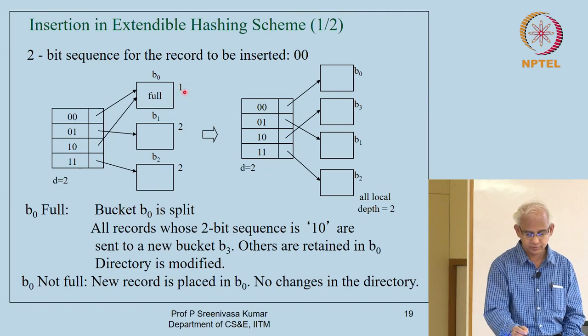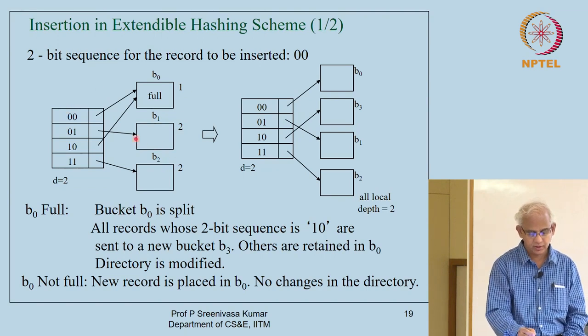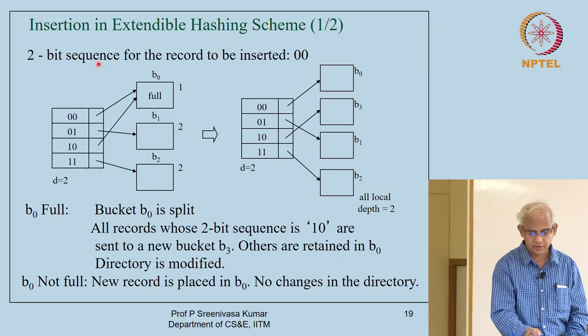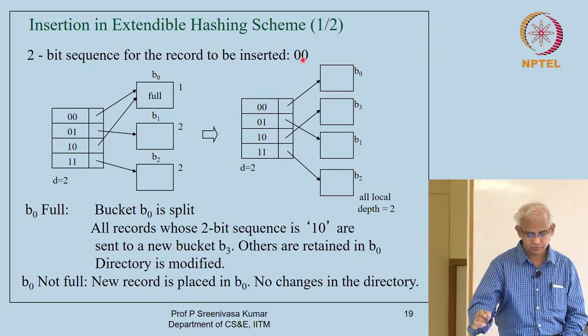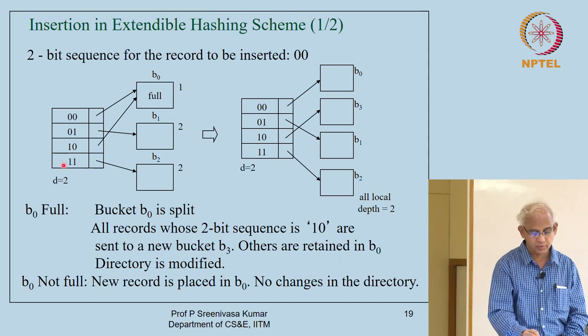Let me take a toy situation here, where we are using a 2-bit sequence for the records, so we have a global depth of just 2. Say we have 2 entries mapping to this bucket, and this one is pointing to this bucket, and here is another. Both of these 2 have local depth equal to the global depth, whereas this one has local depth 1 less than the global depth.